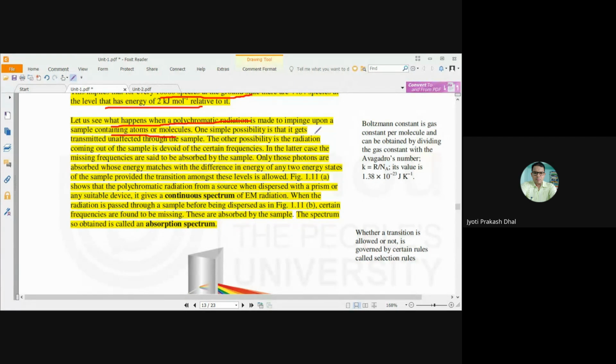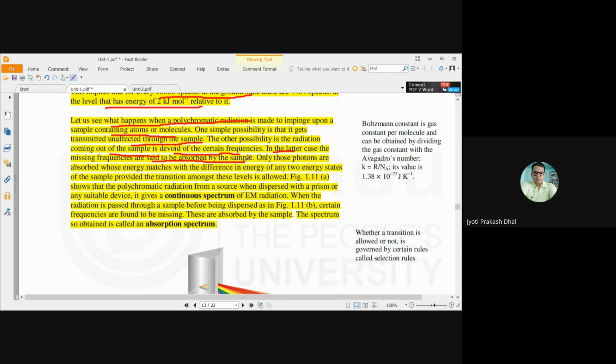There will be different possibilities. The first possibility is that the electromagnetic radiation will be transmitted unaffected through the sample. The other possibility is that the radiation coming out from the sample is devoid of certain frequencies. In the latter case, the missing frequencies are said to be absorbed.